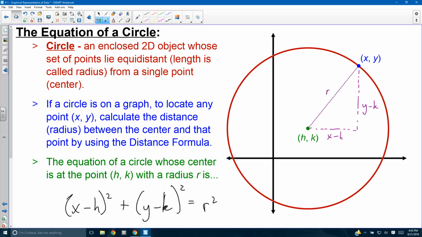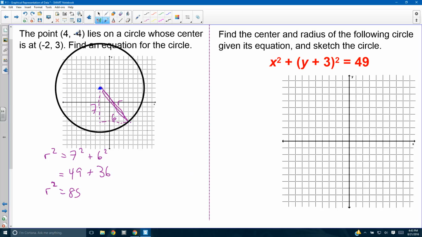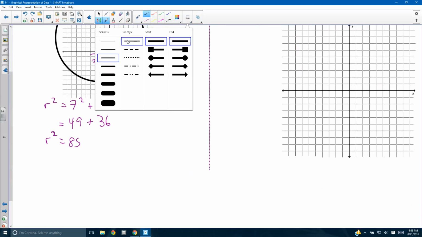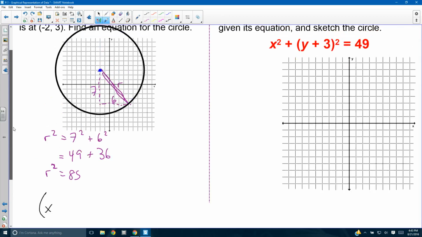Now, how do you write the equation? Well, you have to remember that this is based on any x, y point, not just the point 4, negative 4. It's any of them. So we get to leave that x and that y very generic. So that's x. Now, notice how it said minus h.